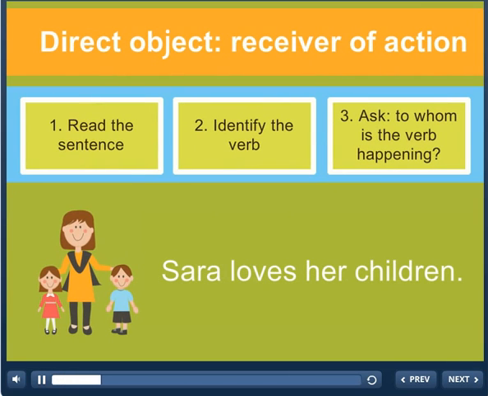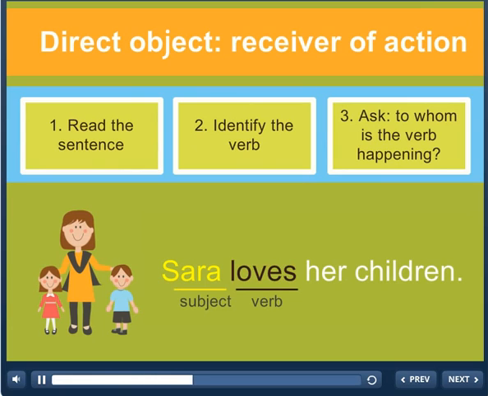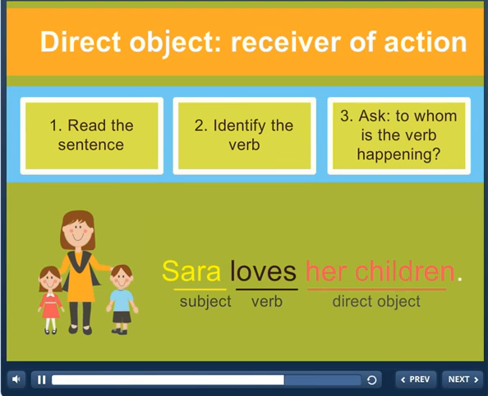Sara loves her children. The verb is loves. Who loves? Sara does. Sara is the subject. Who does she love? Her children. Her children is the direct object.